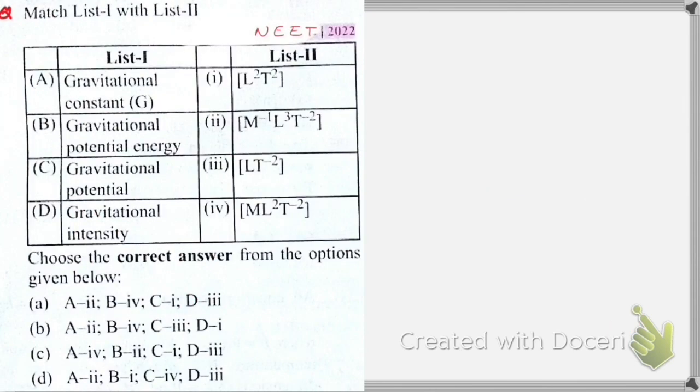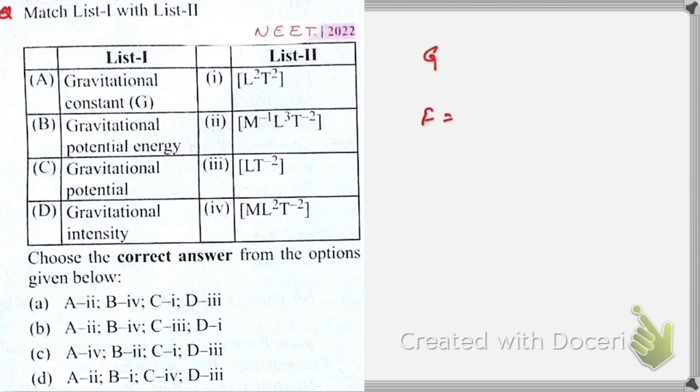So here is the next question. We need to match the left hand side and right hand side columns. These are some physical quantities given on the left side, and their corresponding dimensional formulas on the right hand side, and we have to match them.